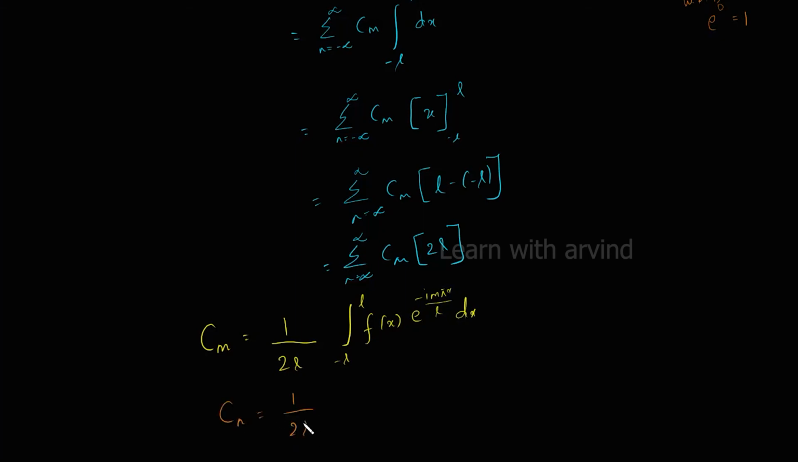Now change it in terms of cn, which is equal to 1 by 2l integral from minus l to plus l f of x e power i n pi x by l dx.